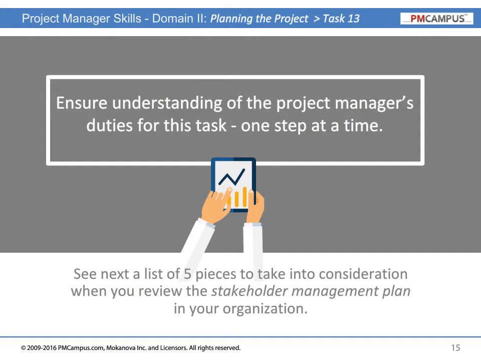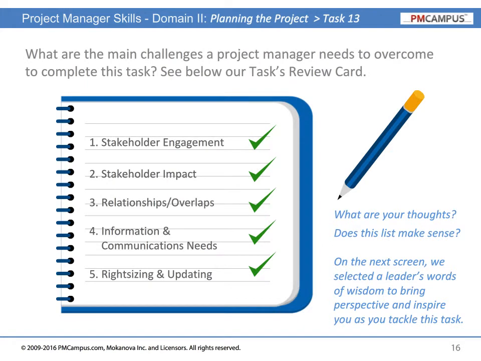See next a list of 5 pieces to take into consideration when you review the stakeholder management plan in your organization. What are the main challenges a project manager needs to overcome to complete this task? See below our tasks review card. 1. Stakeholder engagement. 2. Stakeholder impact. 3. Relationships or overlaps. 4. Information and communications needs. And 5. Right-sizing and updating. What are your thoughts? Does this list make sense?